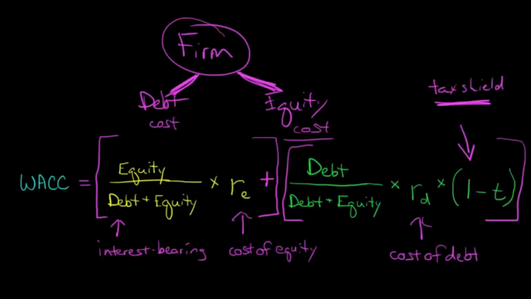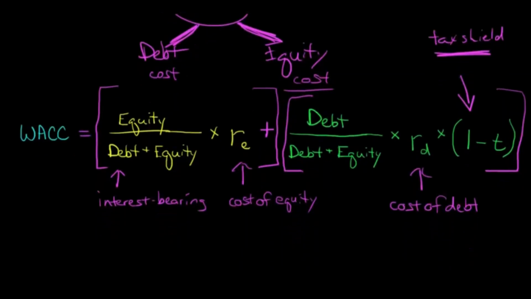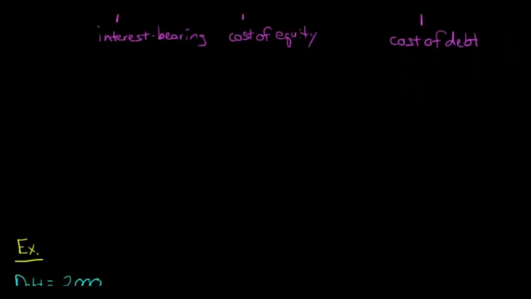Okay, and then we're going to take those proportions, those weights, and multiply them by the associated cost, the cost of equity and the cost of debt. So let's go ahead and work through an example, and I think you'll find it to be a lot easier when we do that.